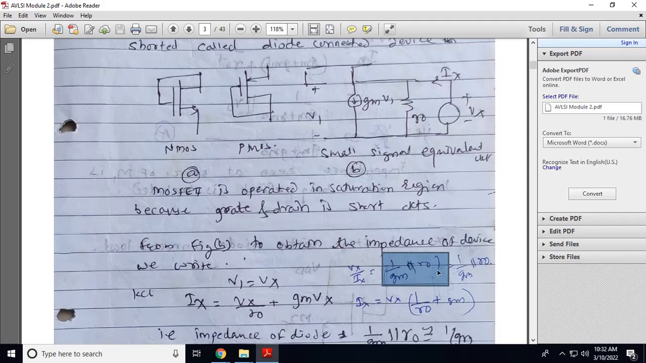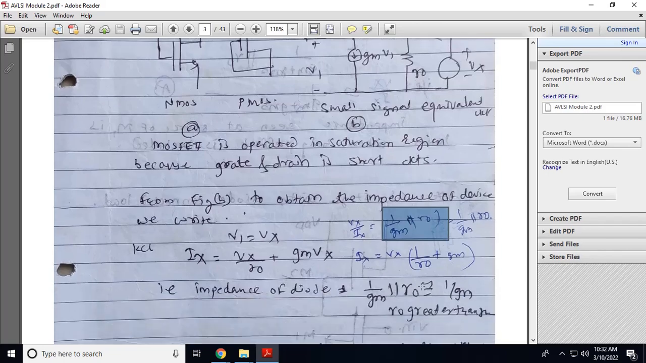So when you say diode connected device, the resistance of that device is 1 upon Gm in parallel with R0. So basically R0 is a very high value, it is in kilo ohms. So when two resistors are in parallel, the resultant is a lower value, and 1 upon Gm is lower. So the impedance of a diode connected device is 1 upon Gm.